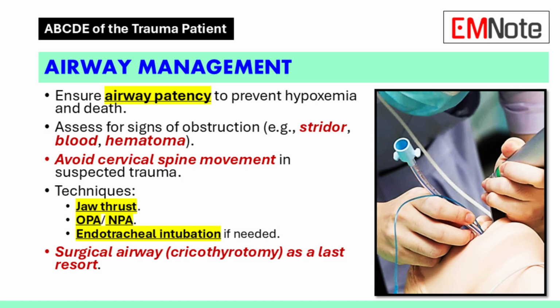In suspected trauma, avoid cervical spine movement. The jaw thrust maneuver can open the airway if a cervical spine injury is suspected. Oropharyngeal and nasopharyngeal tubes can maintain patency. Endotracheal intubation may be necessary to protect the airway and ensure ventilation and oxygenation in specific cases.